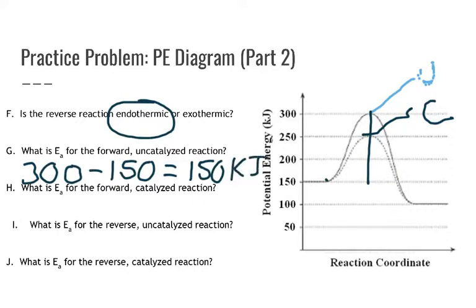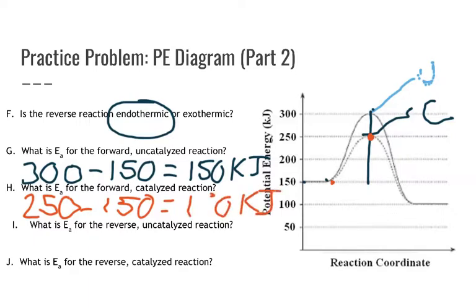Again, how I got those numbers, I'm looking at the difference from the highest point to the starting point. Now, when I look at the catalyzed reaction, I'll switch to red here. Again, my highest point is different. So I'm still starting at 150, but this time I'm only going to 250. So in that case, I'd find the difference, 250 minus 150 equals 100 kilojoules. Sorry about my handwriting being a little off today. My screen's not cooperating. So that's the forward reaction.